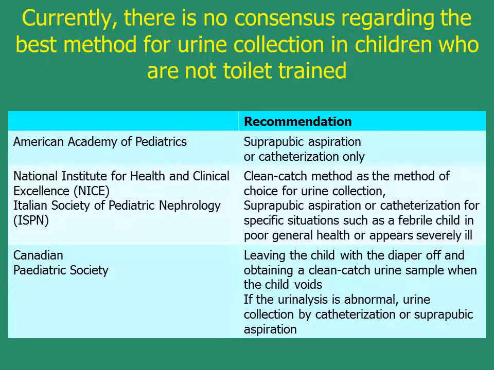Currently, there is no consensus regarding the best method for urine collection in children who are not toilet trained. The American Academy of Pediatrics recommends that the urine specimen needs to be obtained through suprapubic aspiration or catheterization only. Unfortunately, suprapubic aspiration and catheterization are invasive, stressful, and may not be feasible in a primary care setting.